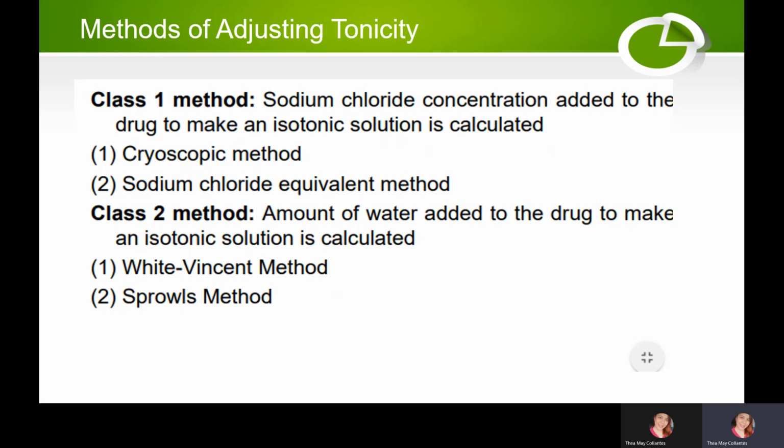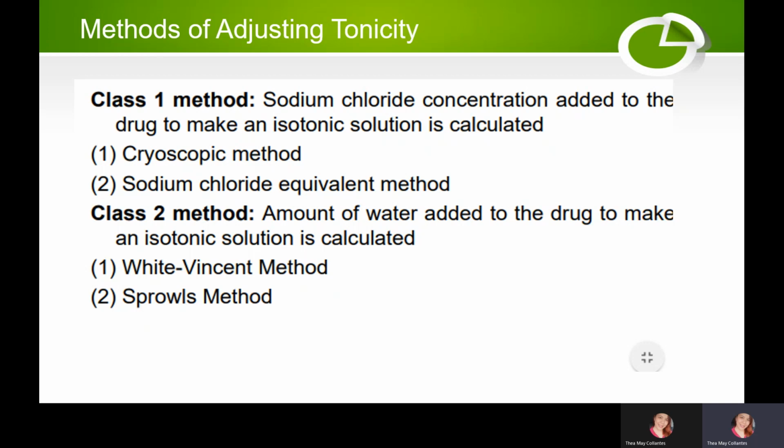And number two, the sodium chloride equivalent method is when you get the equivalent, or how much sodium chloride is equivalent to a certain compound. For example, I have 1 gram of boric acid. How many milligrams or grams of boric acid should I add so it is equivalent to sodium chloride? My standard is only 0.9%. So we'll know later.